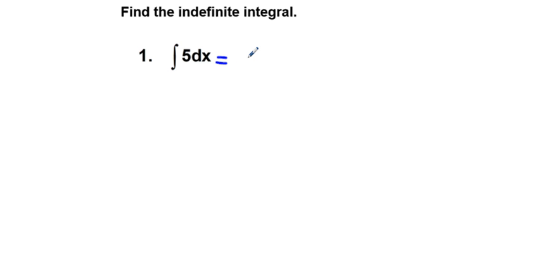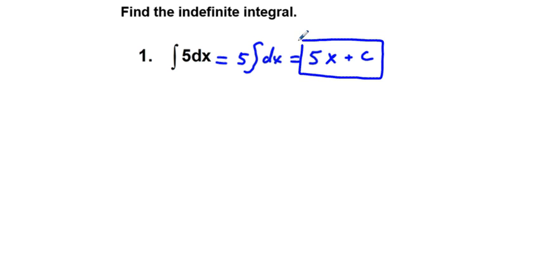What we're going to do is take that coefficient and move it out front of the integral. And so we have 5 times the integral of dx, which is the integral of x to the 0 power dx. We raise x to the 0 power to x to the 1 power, divided by 1. And so we add our constant of integration, c. So that's number 1. Easiest problem of the bunch.